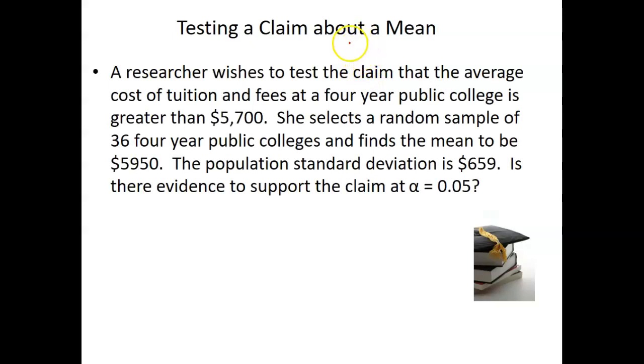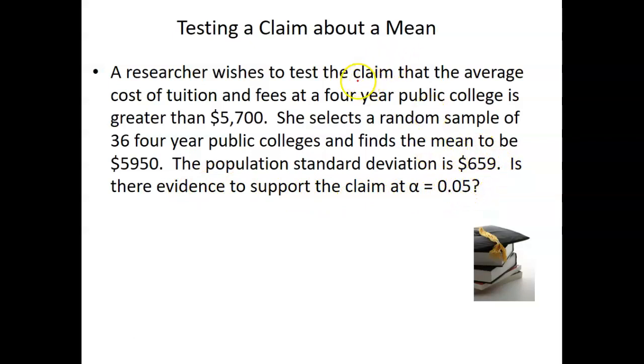Okay, so this one, again, if you feel comfortable and want to try it, go for it. Otherwise, just listen to what we're going through with this example. A researcher wishes to test the claim that the average cost of tuition and fees at a four-year public college is greater than $5,700. I do think this is an older problem that probably needs its numbers updated a little bit. She selects a random sample of 36 four-year public colleges and finds the mean to be 5,950 and the population standard deviation is 659. Is there evidence to support the claim at a 0.05 significance level?